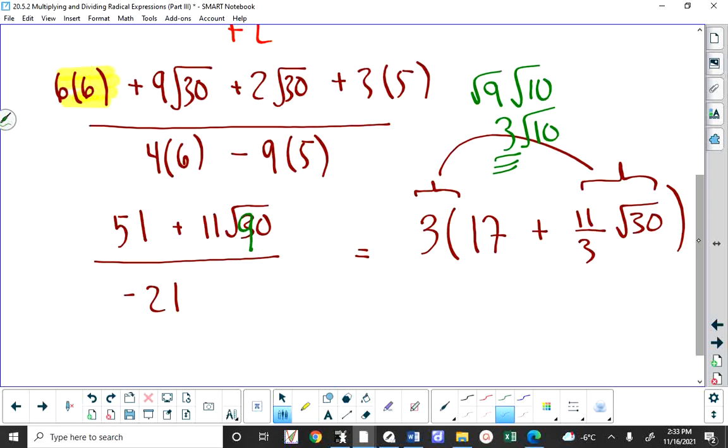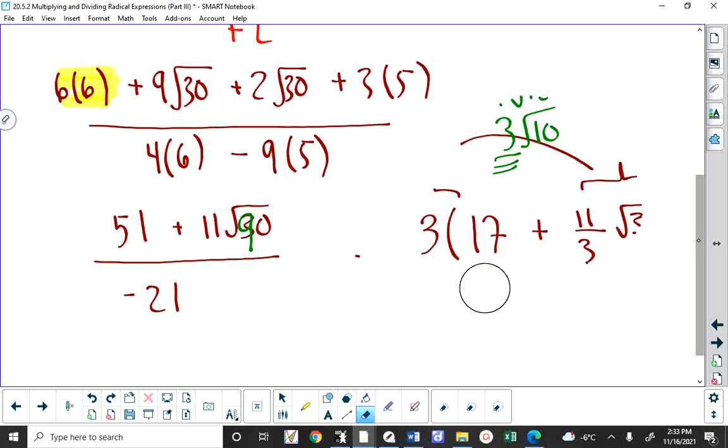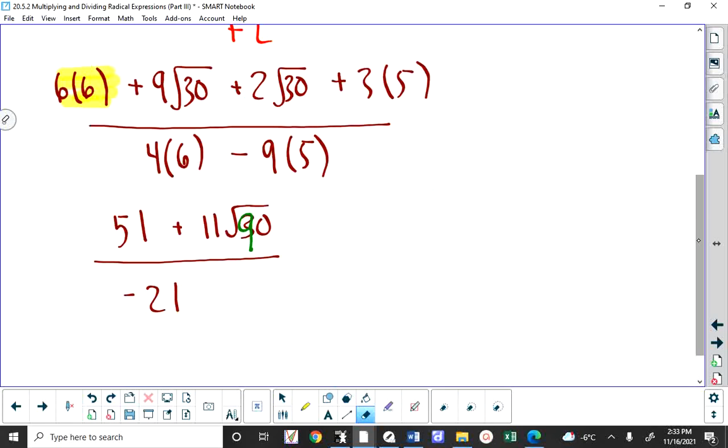I do have to finish something here. That is our answer. But I don't like having a negative in the denominator. It's not a rule. It's just it looks goofy. So you could write it this way. This is maybe what your textbook would do.